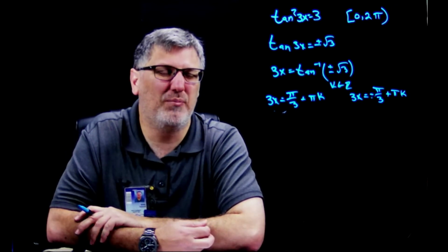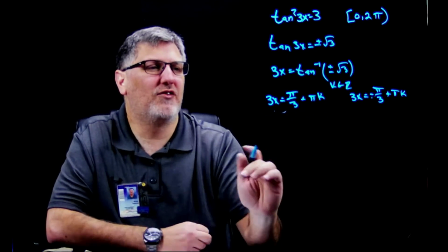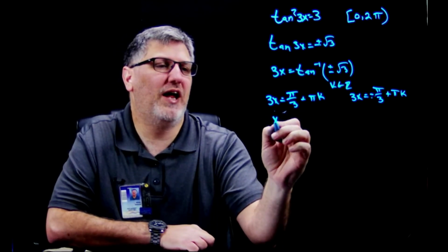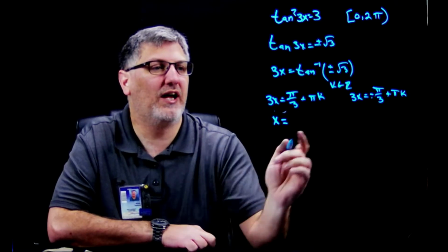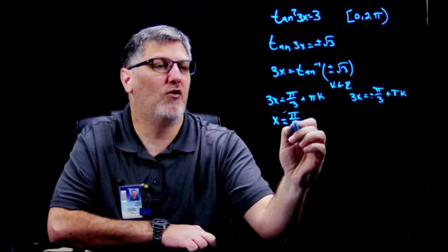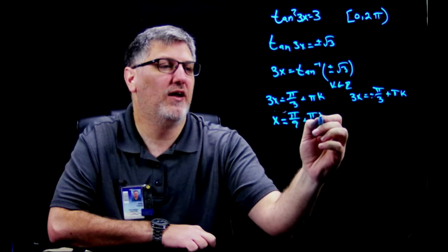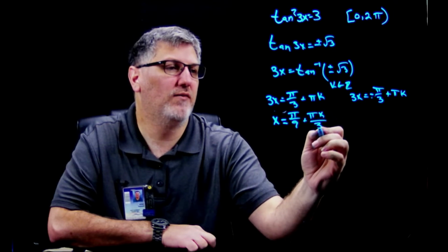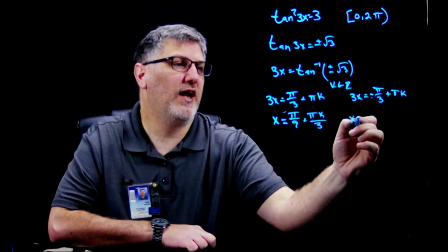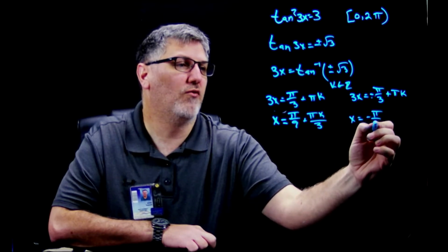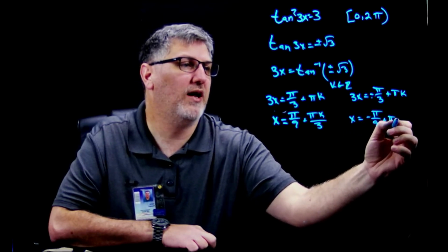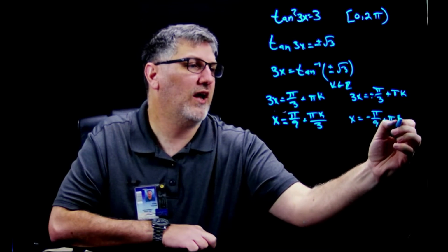Not terribly bad. But now I'm going to divide everything by 3, because I want to know what x equals, not what 3x equals. I'm going to get x equals pi over 9 plus pi k over 3. And x equals negative pi over 9 plus pi k over 3.